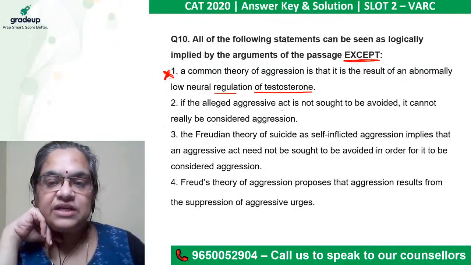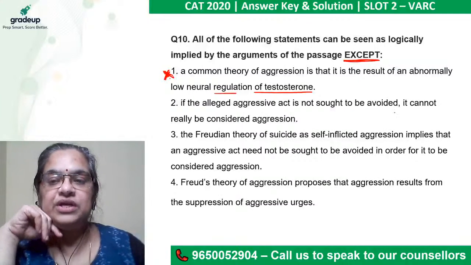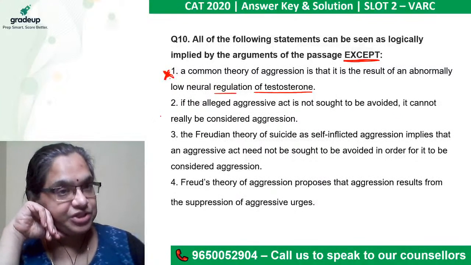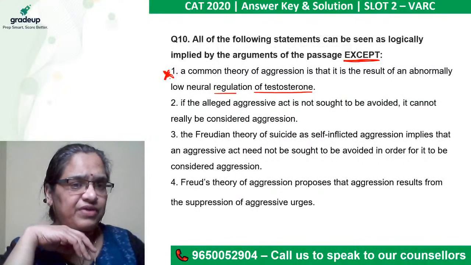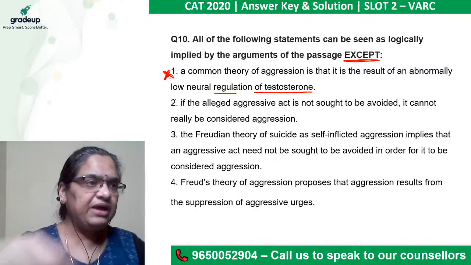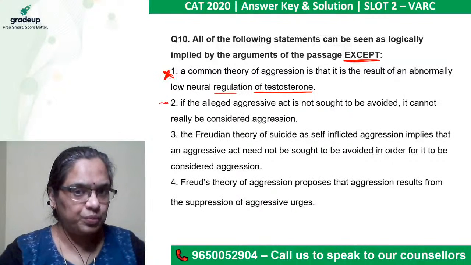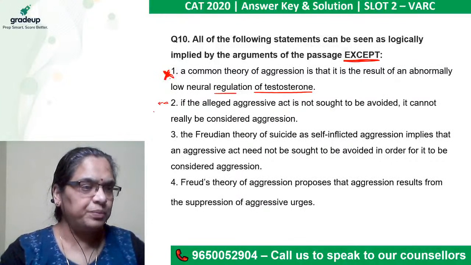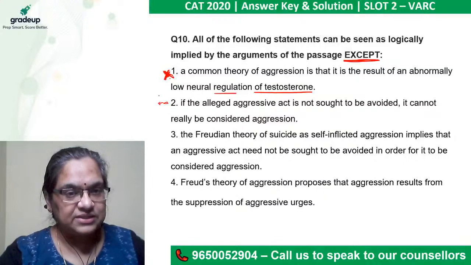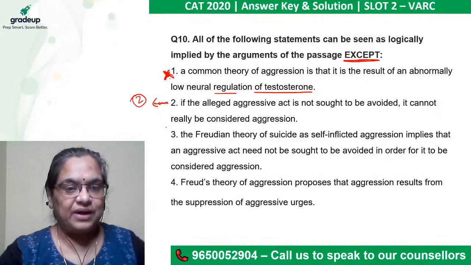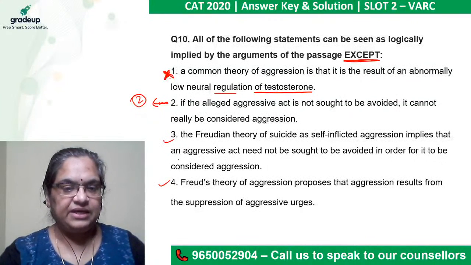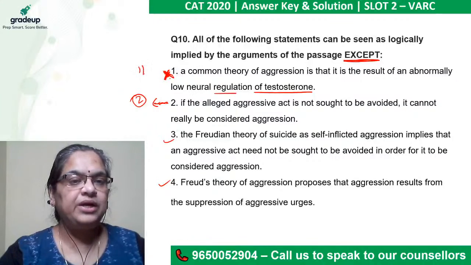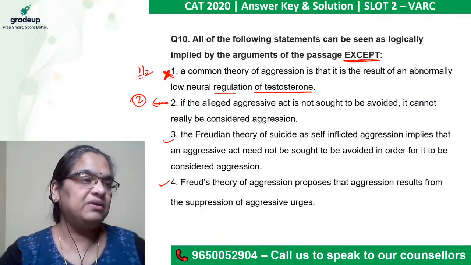If the alleged aggressive act is not sought to be avoided, it cannot be considered aggression. Yes. Only if it is controlled, it is sought to be avoided. If it's not sought to be avoided, Freudian, again, this is another part. Where is it written? The Freudian theory of suicide, this and this clearly given. So the question is 1 and 2. 1 obviously has been, we have found it.